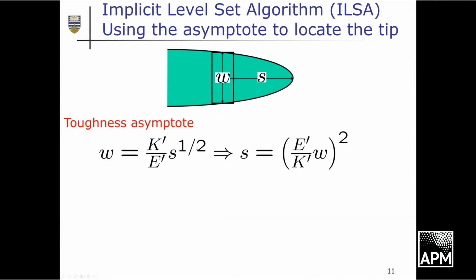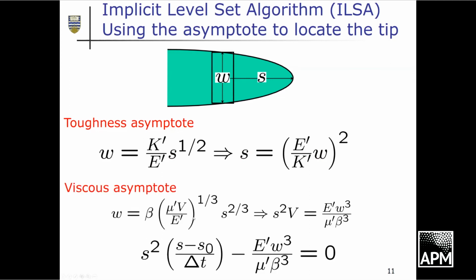Then say we were on the toughness asymptote, we would know that W is K prime E prime S to the half. And inverting this relation, if you knew W, you would know what S is. So basically you take a guess for the fracture position, you calculate from those two equilibrium equations what the width and pressures are, and then you determine a new guess for S.